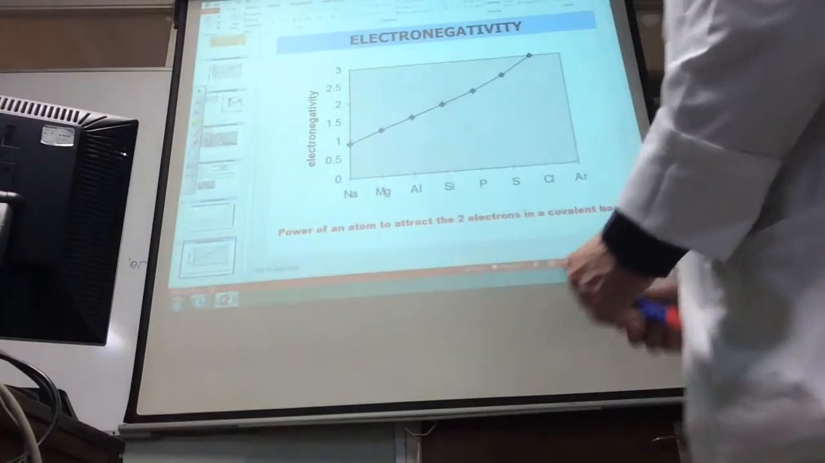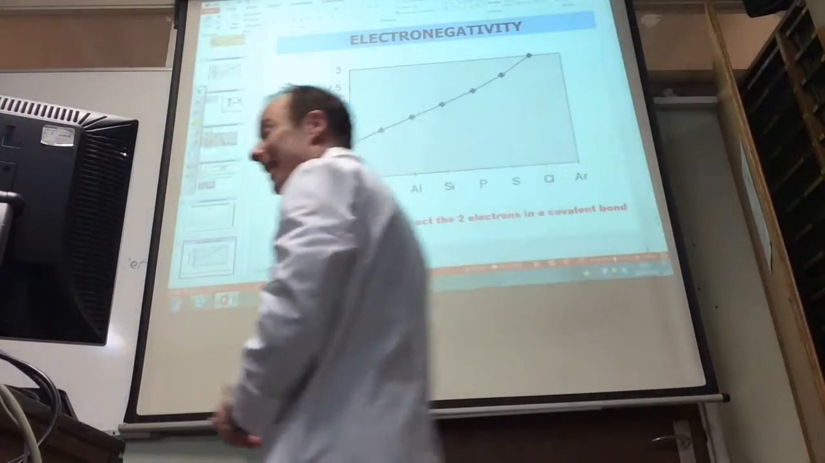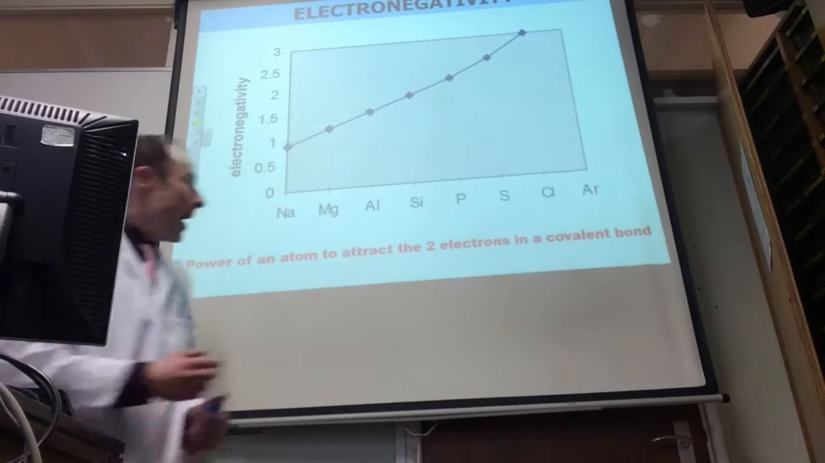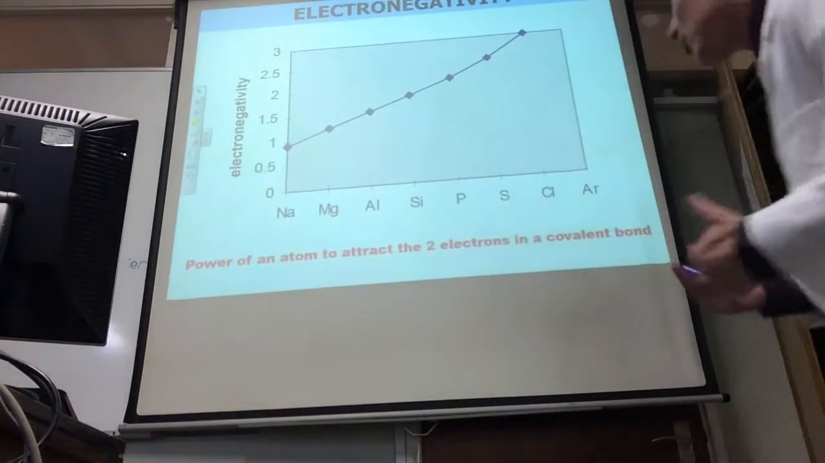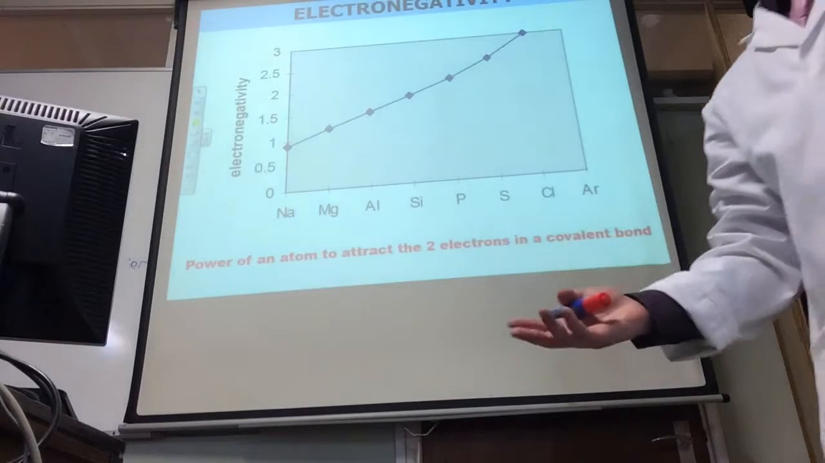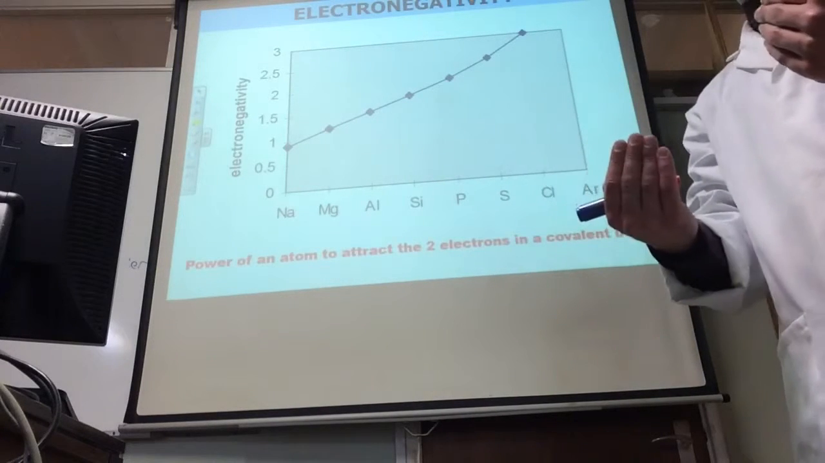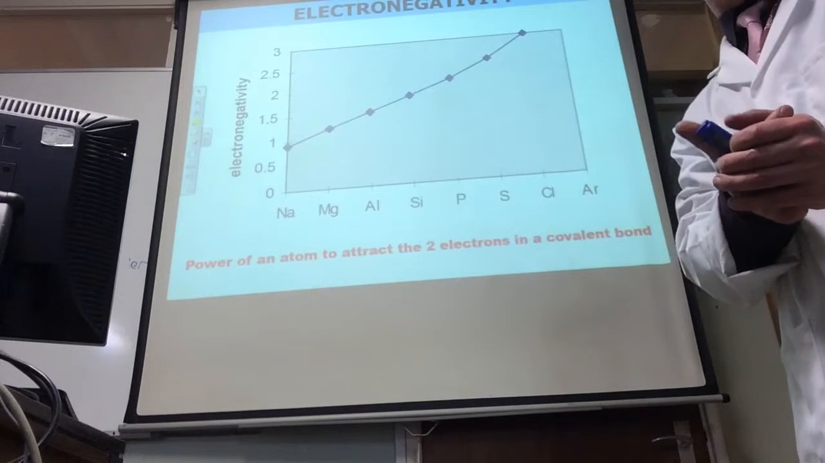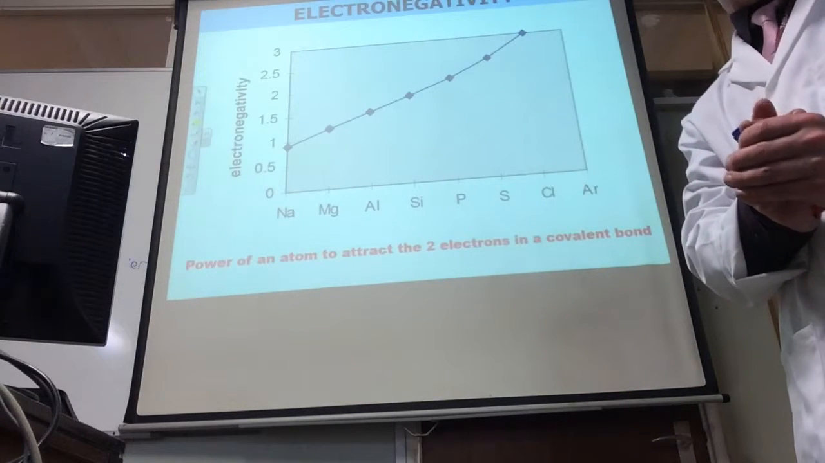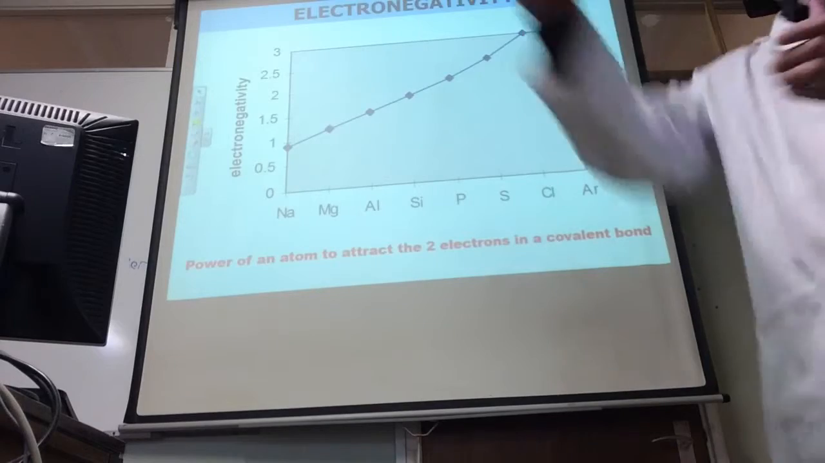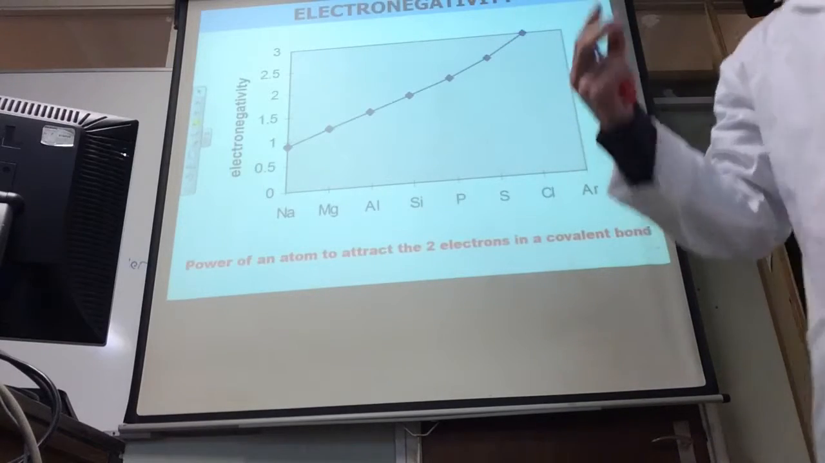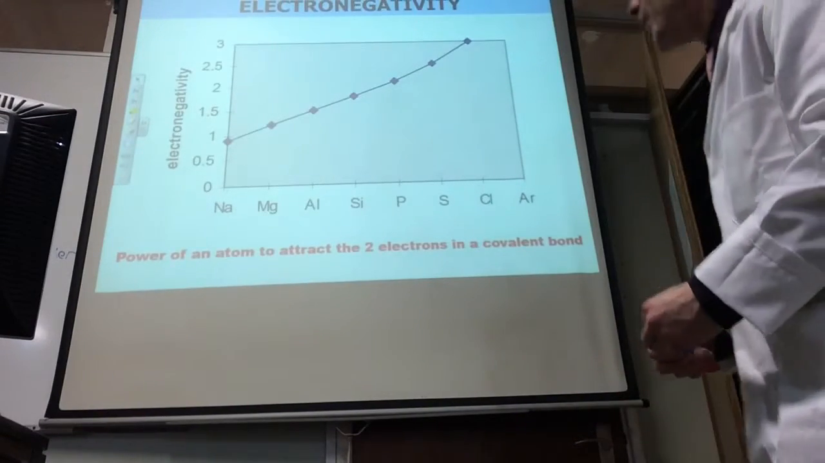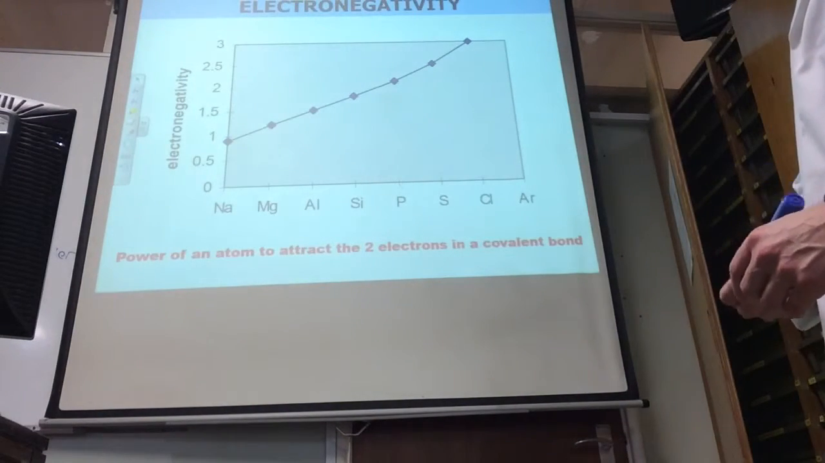Right, so final one, electronegativity. What is electronegativity? Hopefully you looked at this last term. Power of an atom to attract the electrons in a covalent bond. So I've got to have a covalent bond. Some atoms are better at attracting the electrons. So who's got the highest electronegativity in the periodic table? Fluorine, yeah, he is the one you go to if you want a really electronegative atom.